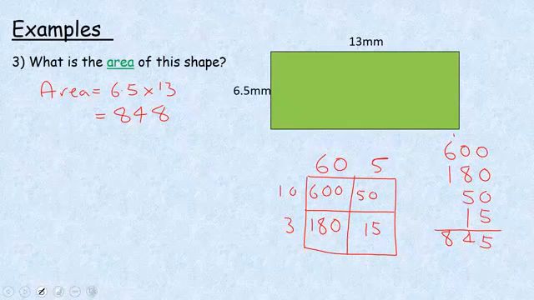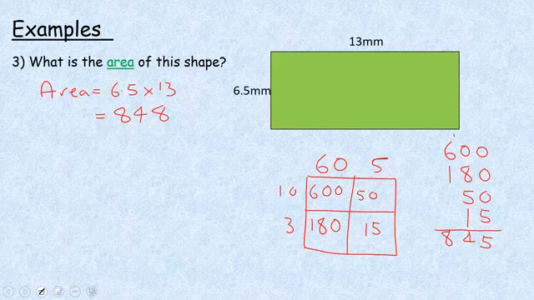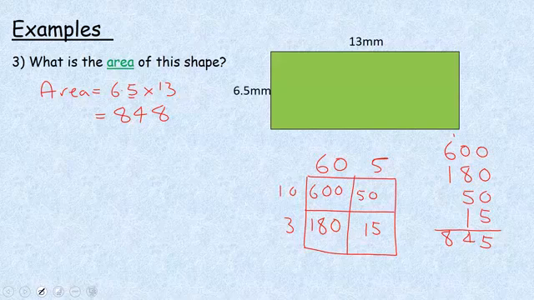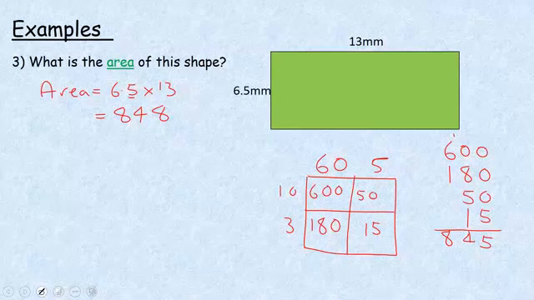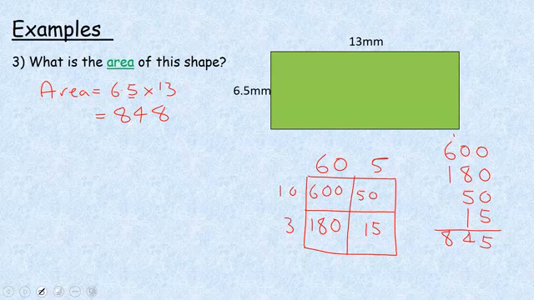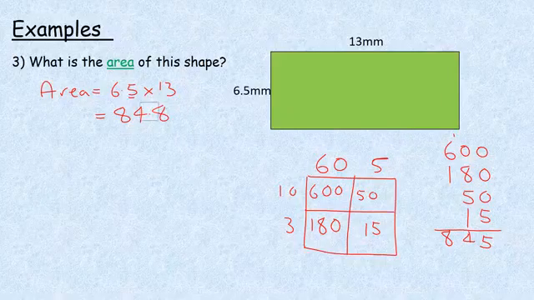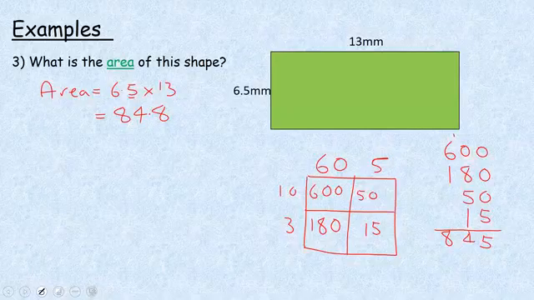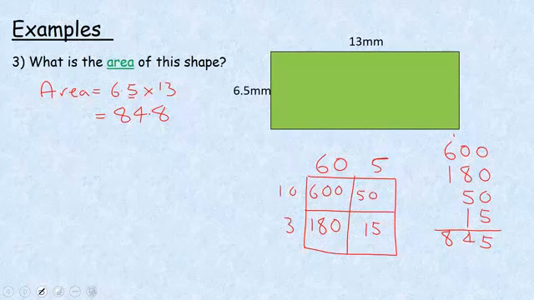848. Now we need to think about the decimal place. We've got one number after the decimal point. We need to have one number after the decimal point in the answer. So that's our answer now. It is 84.